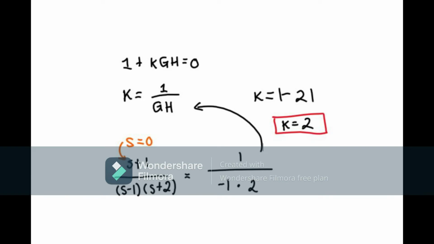Once we solve for k, we arrive at the value of 2, and this means that the system becomes stable after the value of k reaches 2 or above. This was all thanks to the visual aid of the root locus graph and method.